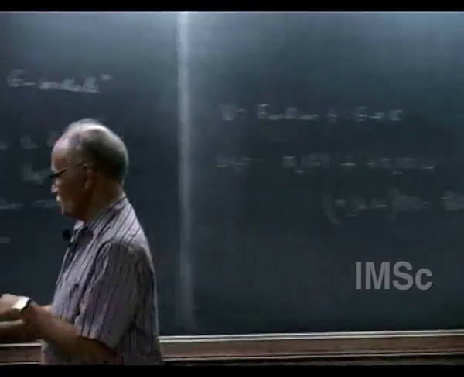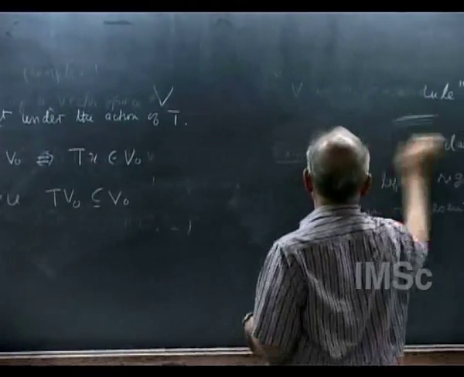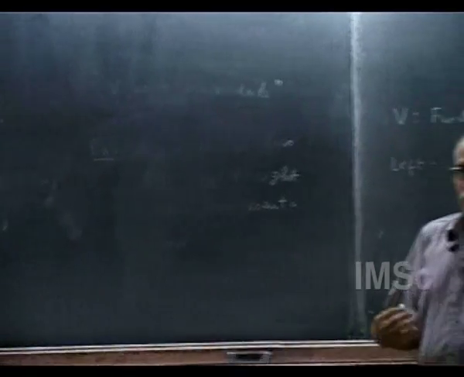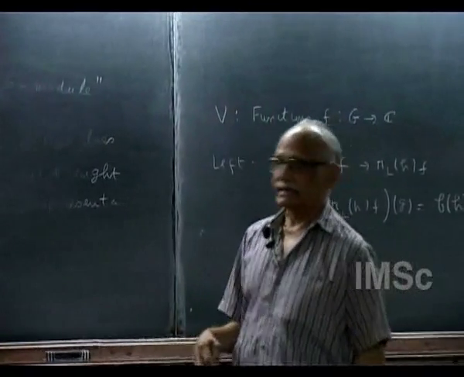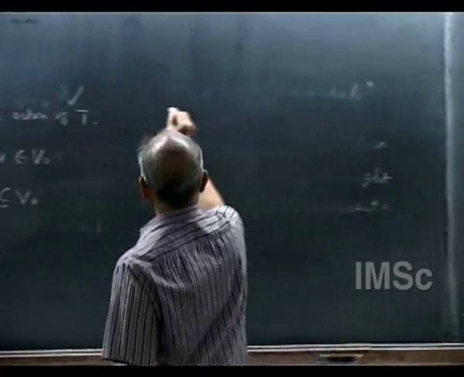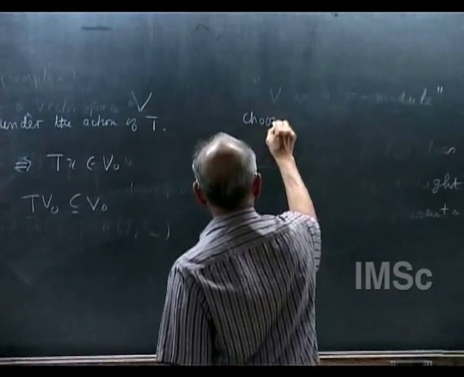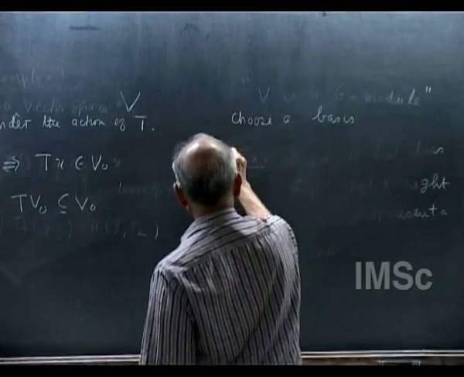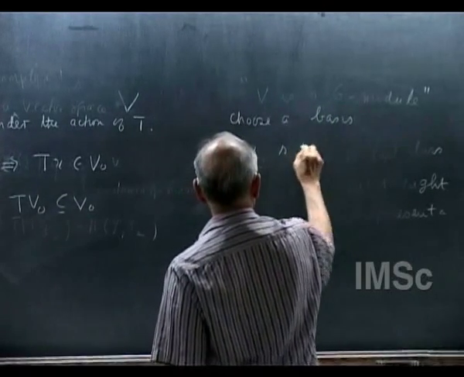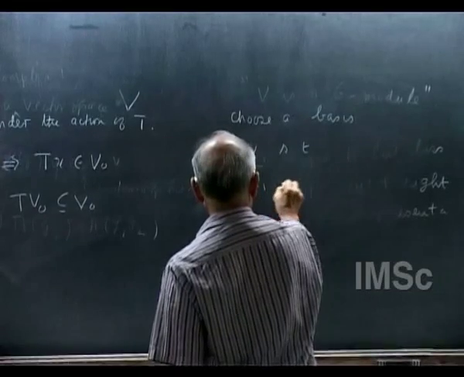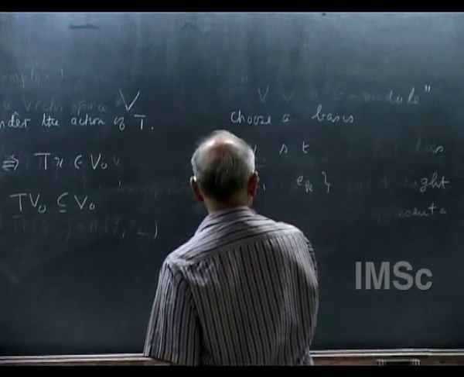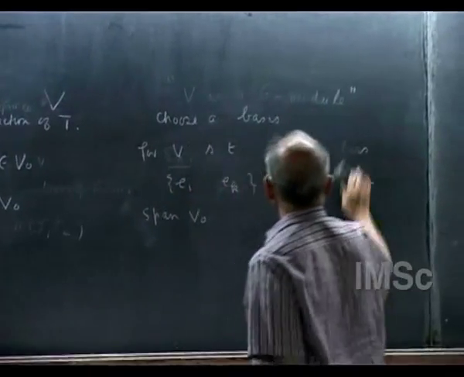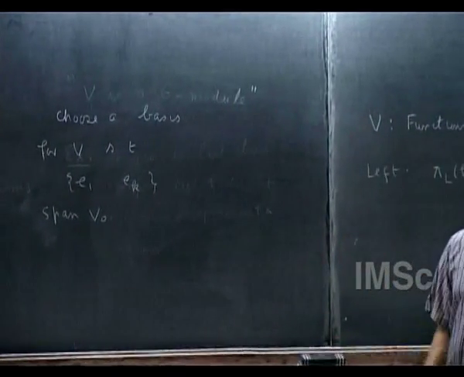Now we want to understand this T a little better. So let me see what might be the shape of the matrix of T. Choose a basis for V such that, say, the first k of them span V0. The rest I don't care.